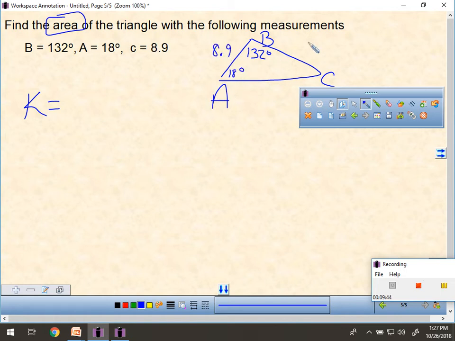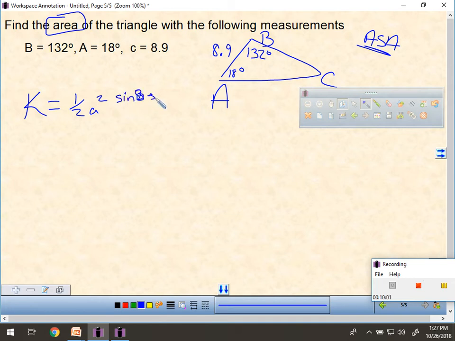If you remember, this is when you have two angles and a side. This is angle, side, angle. And so when you have this, the formula for that is 1/2 A squared sine of B sine of C over sine of A. So in other words, you have to know all three angles.